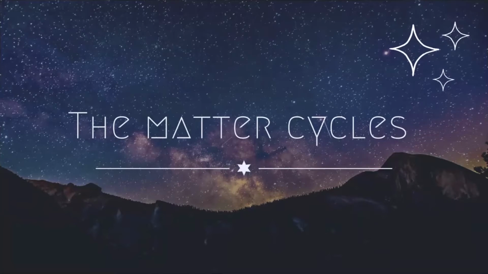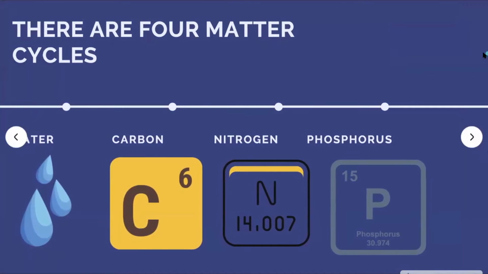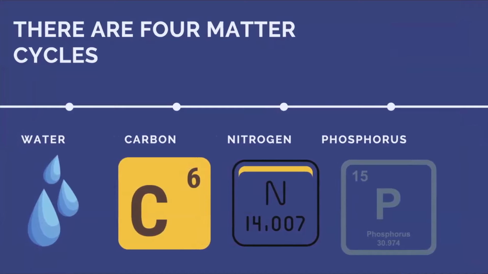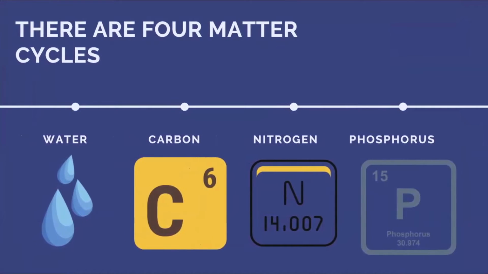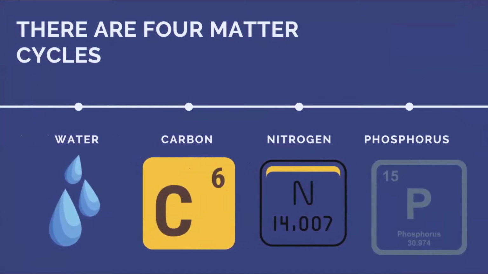So as I mentioned, today we are going to be talking about the matter cycles. And simply put, the matter cycles look at how matter moves through our ecosystems. And I think you will be amazed to learn how connected everything on Earth is. So there are 4 matter cycles on Earth. These are water, carbon, nitrogen, and phosphorus cycles.